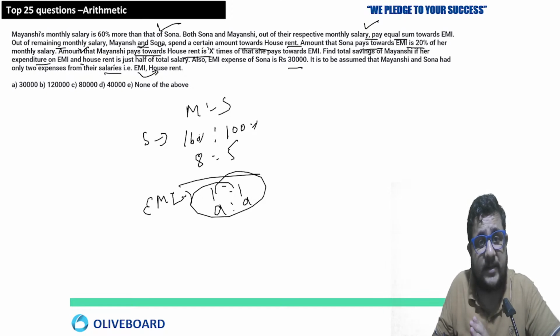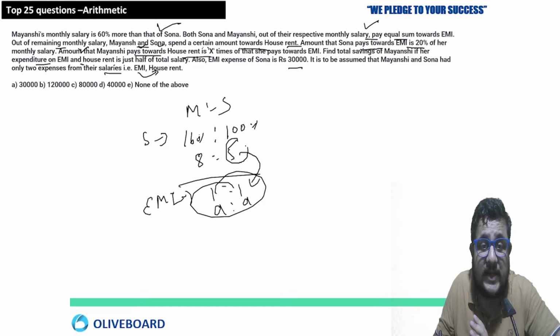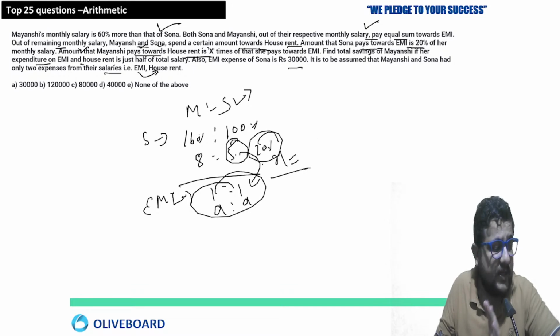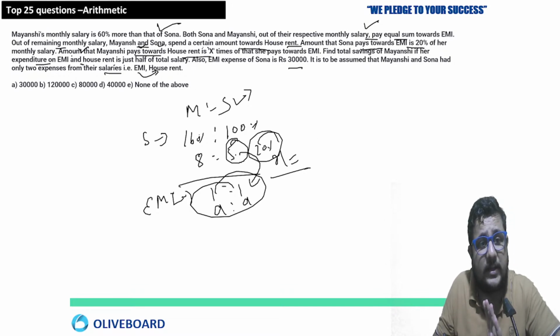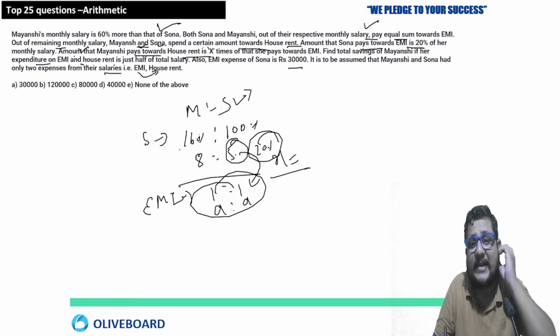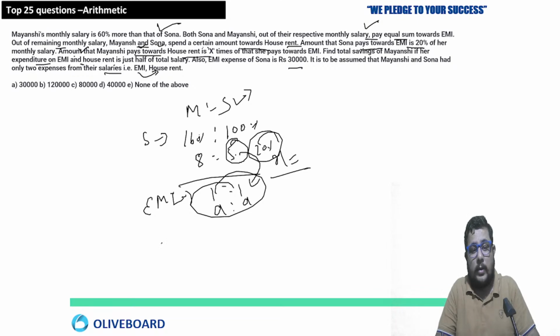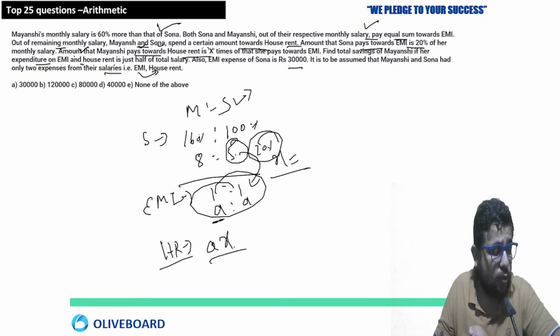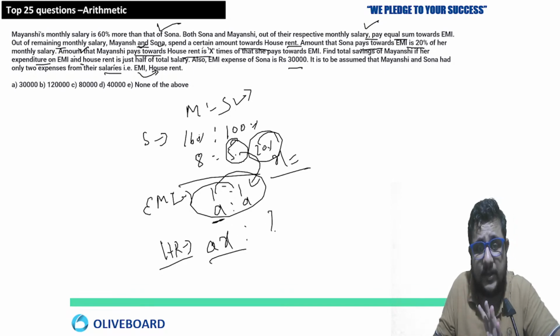After this, they spend a certain amount towards house rent. The amount that Sona pays towards EMI is 20% of her monthly salary. So 20% of monthly salary means 1/5. If we say 5x is the monthly salary of Sona, then x is going to be her EMI. Clear? After this, the amount that Mayanshi pays towards house rent is x times of what she pays towards EMI. So house rent is x times the amount she spent on EMI. Very good, and here we don't know anything.